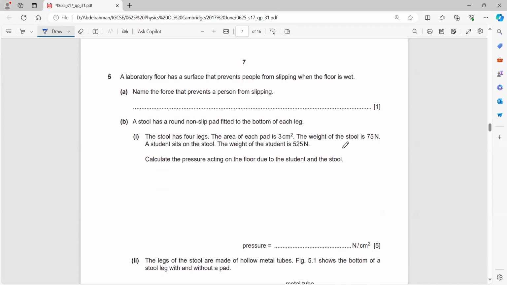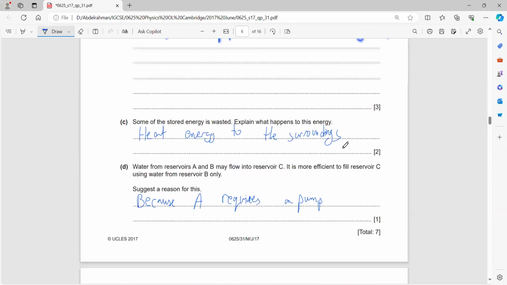Name a force that prevents a person from slipping. What's one force that could prevent a person from slipping? Okay, someone can't understand the last one.